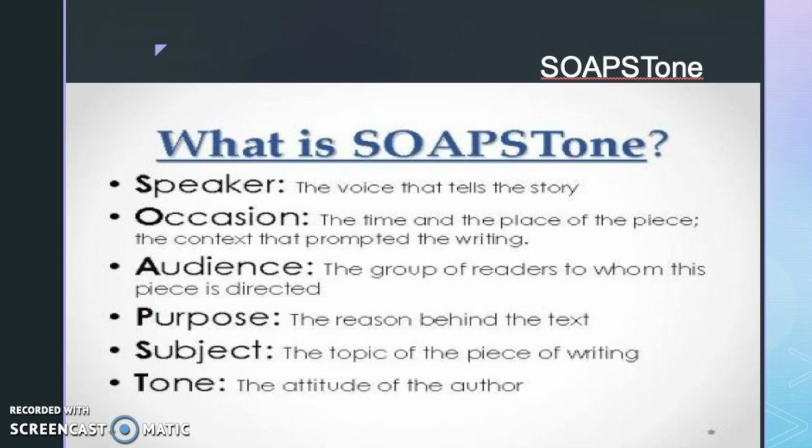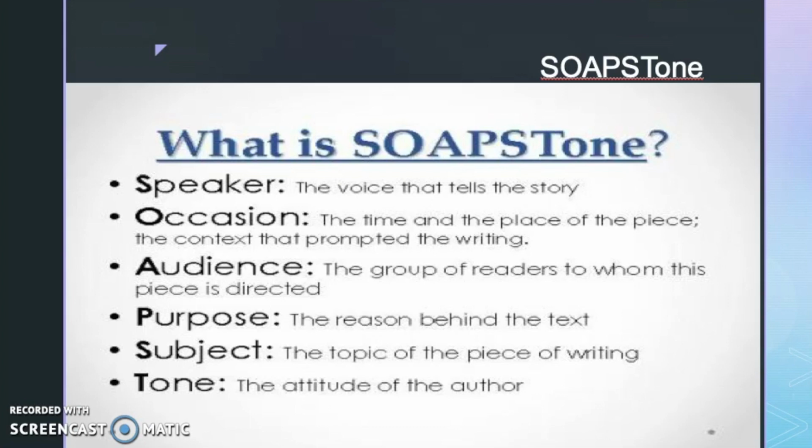Another strategy you can use when having students reading and working with primary and secondary documents is called SOAPSTONE. This is a strategy many AP teachers throughout our state use when working with primary and secondary documents, and it just breaks down some categories where students can identify to better understand the document. Each letter stands for something. The S is identifying the speaker. Here the students are going to learn who is telling this story.